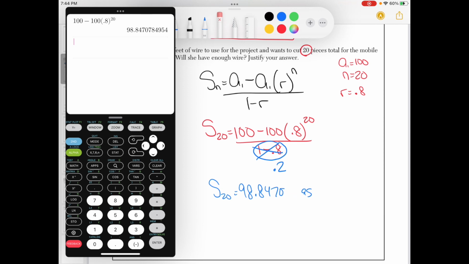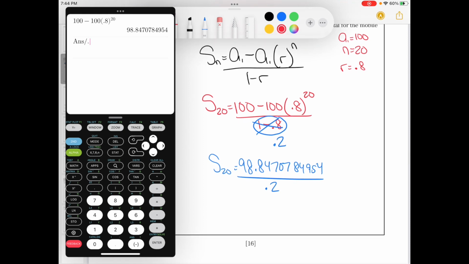98.8470789. Wow, what just happened there? My pen's been having a rough day. I think it's tired. 84954. Actually, I don't know what the battery's at. I should probably check that.